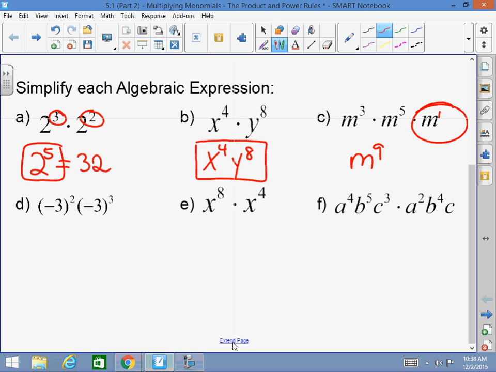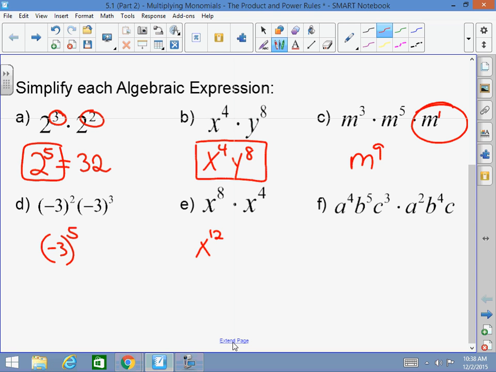Negative 3 squared times negative 3 to the 3rd. You keep the base, negative 3, notice it's in parentheses, and you raise it to the 5th power in this case, because you keep the base and add the exponents literally. X to the 8th times x to the 4th, you keep the base of x and add the exponents, x to the 12th.